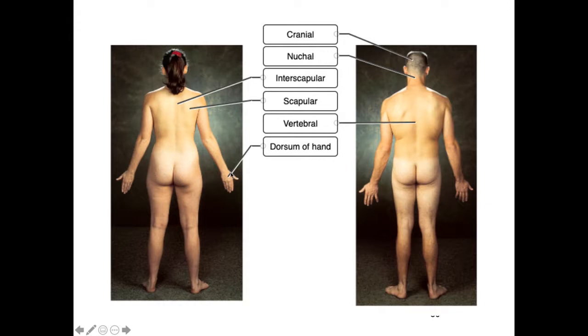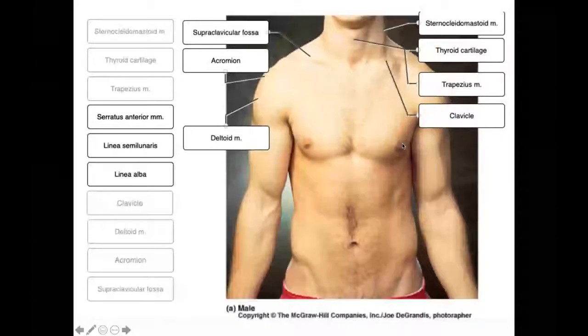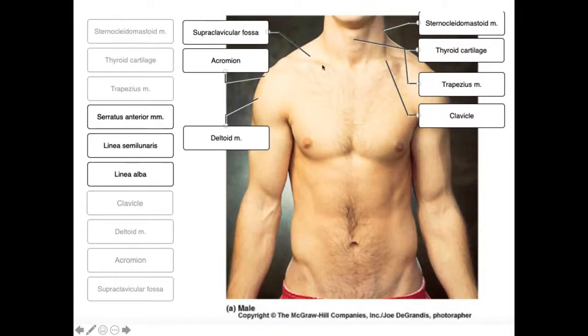The front of the hand is called the palmar surface. The back of the hand is called the dorsum. The top of the foot is also known as dorsum. The top of the foot is the dorsum, the bottom of the foot is the plantar surface. When we look above the clavicle, which is here, supra means above, so this is the supraclavicular fossa. A fossa is a smooth depression.